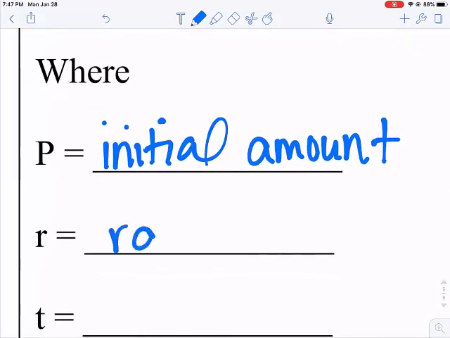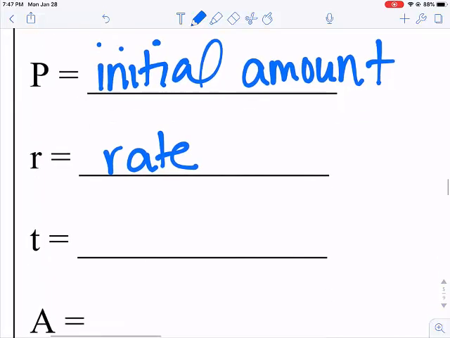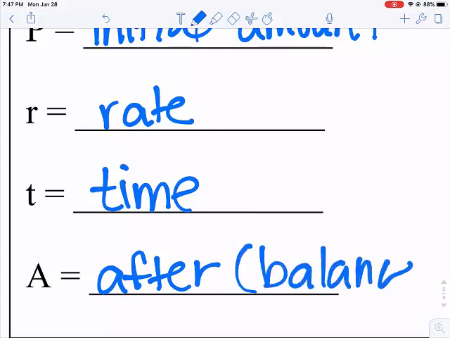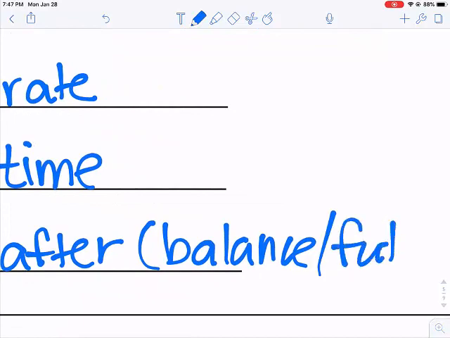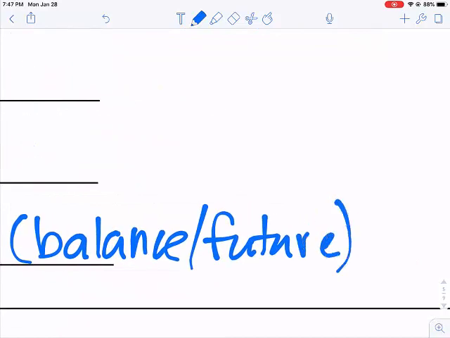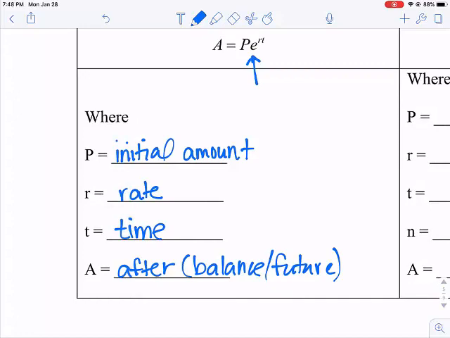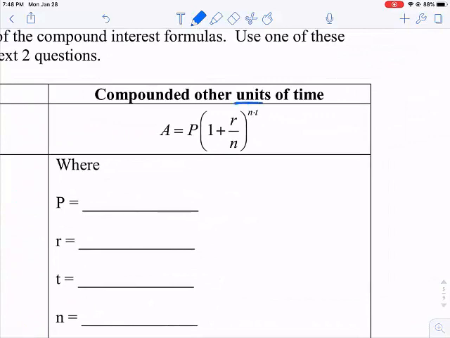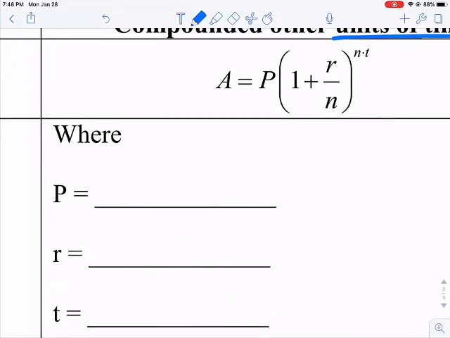R is, of course, your rate, and you do want to change it to a decimal. T is the time. Typically, it's done in years. And A is going to be your after amount. It's the balance or future amount. So I'm going to write a couple words, balance or the future amount. Okay, so go ahead and write those down. Pause if you need to. Over here, it's compounded other units of time, and so I'll explain what that's going to mean. So once again, this is kind of your initial amount, so it's what we're starting with.